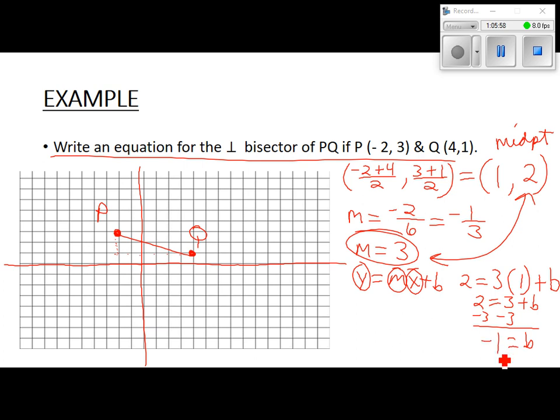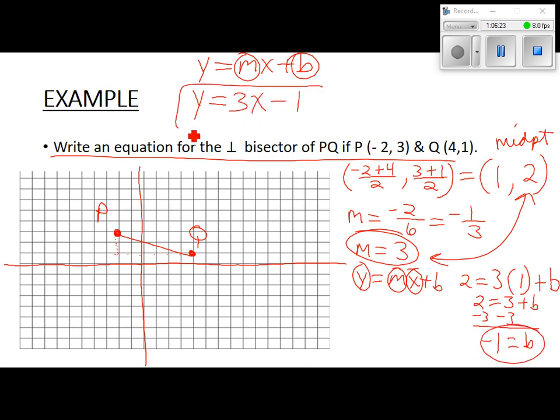What's the 6th step say to do? Use y equals mx plus b and plug in. So we're going to use y equals mx plus b again. This time, instead of plugging into all 3 of these spots, we're going to plug in here and plug in there. What slope did we find? 3. What y-intercept did we find? -1. That's our equation.